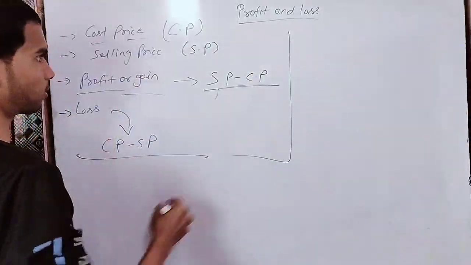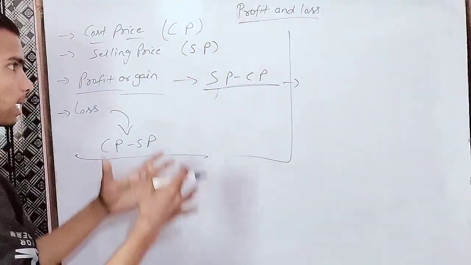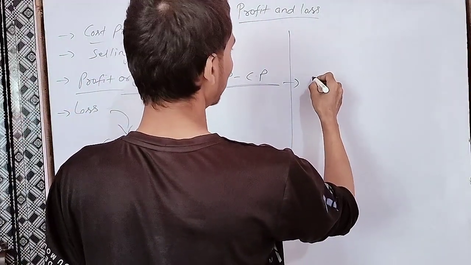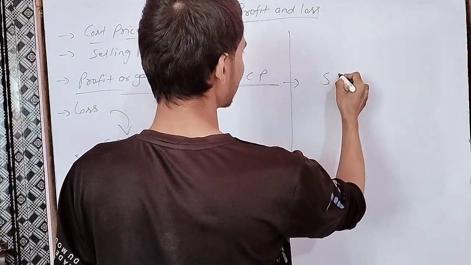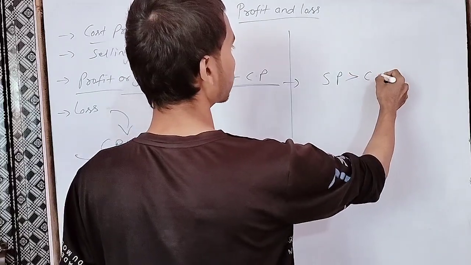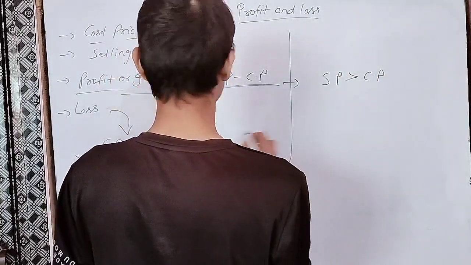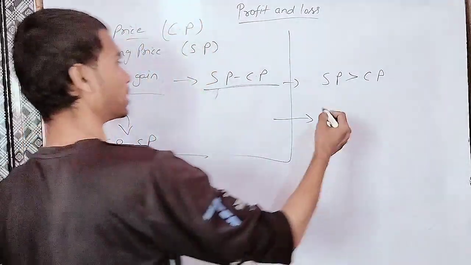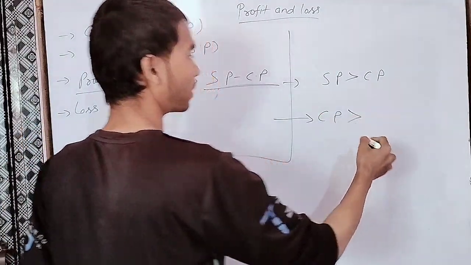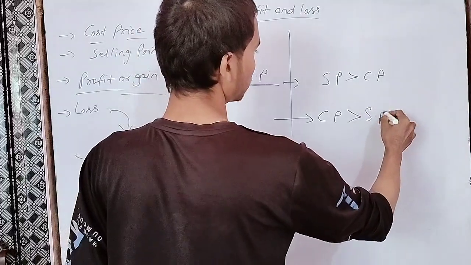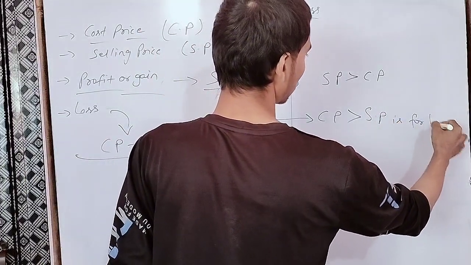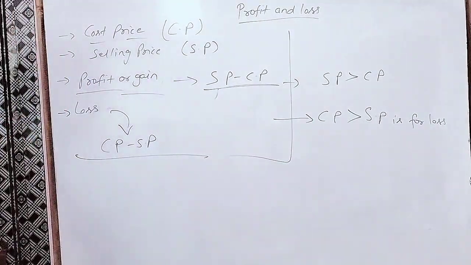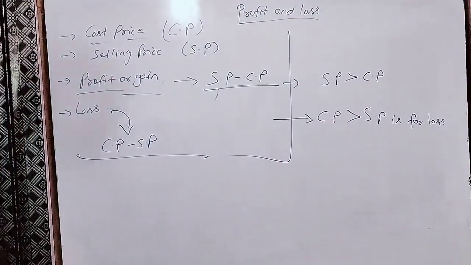Just understand it carefully. You can understand it in a visual way. For profit, the selling price is high but the cost price is low. For loss, the cost price is high but the selling price is low. Clear? I hope you are clear.